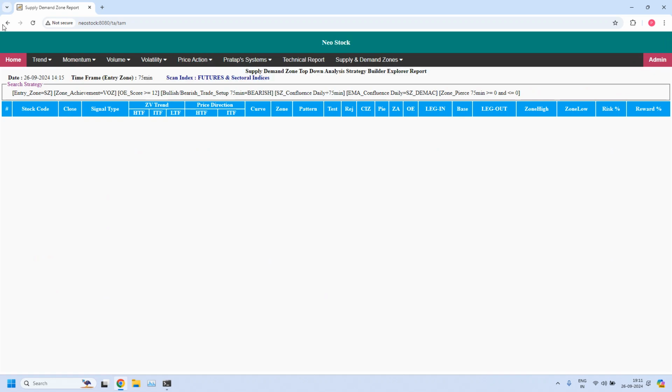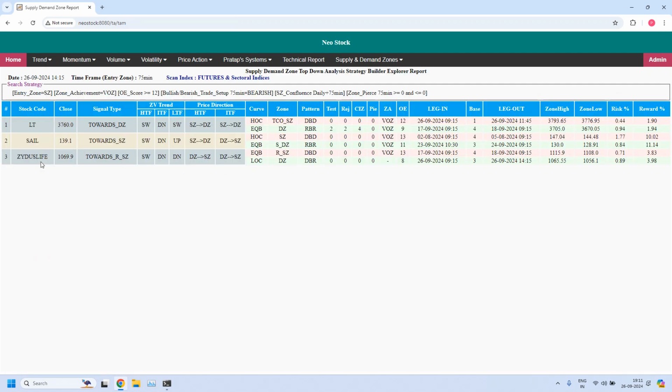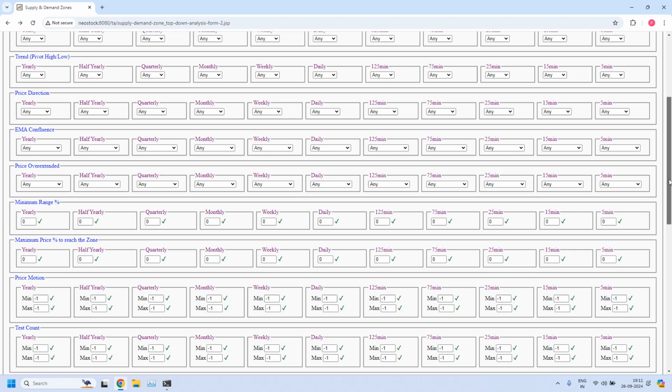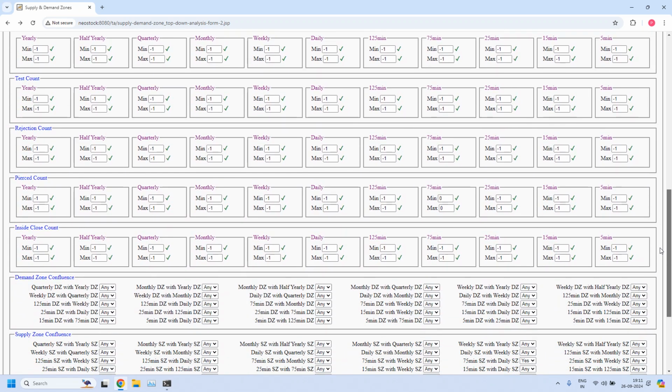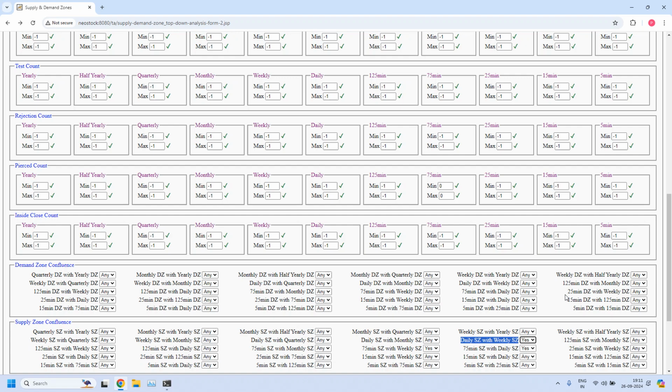Okay, next let us look for LTF, ITF and HTF confluence. I removed this EMA filter. Earlier how many filtered? 3. These 3 have LTF and ITF confluence. Now let's add HTF confluence filters also. 2 more filters we need to enable. Already 1 filter is enabled, that is 75 and daily. 75 minute supply zone with weekly supply zone I am enabling. Daily supply zone, weekly supply zone confluence also I am enabling.